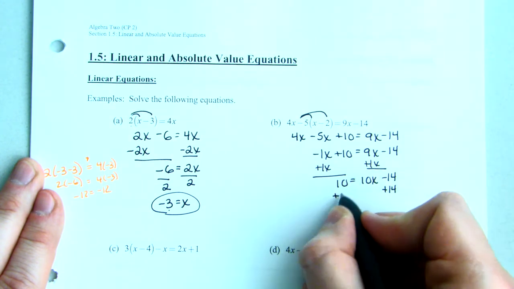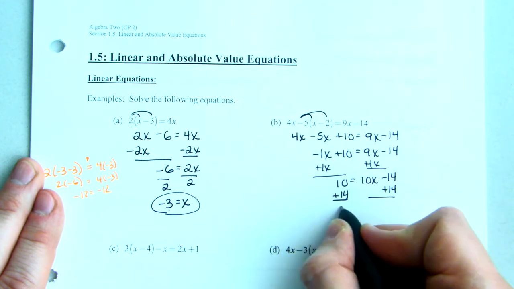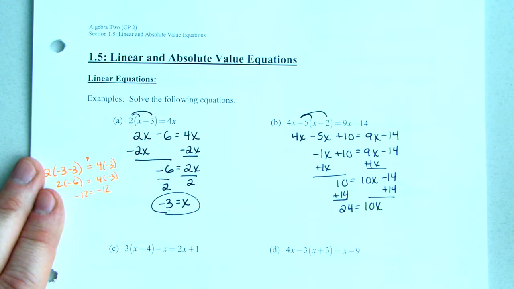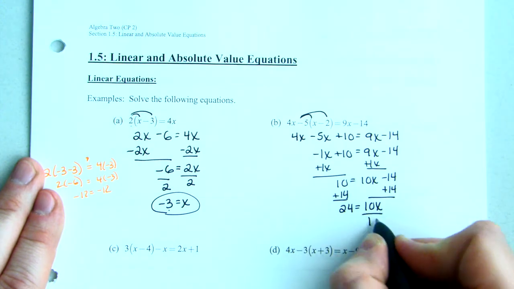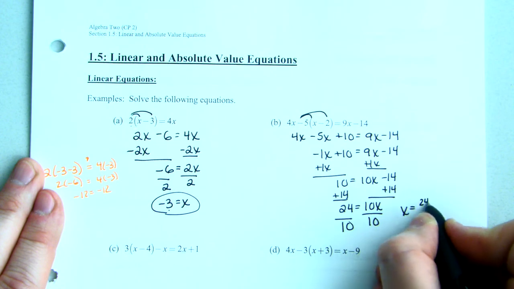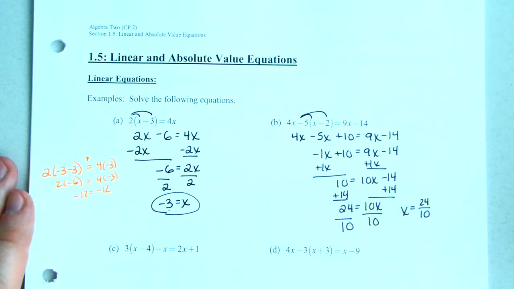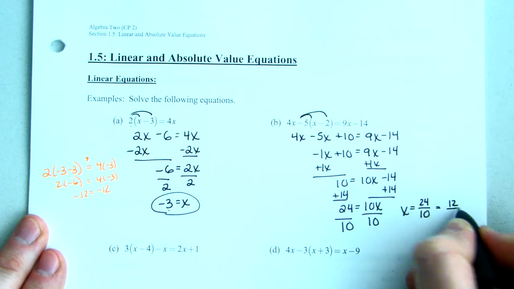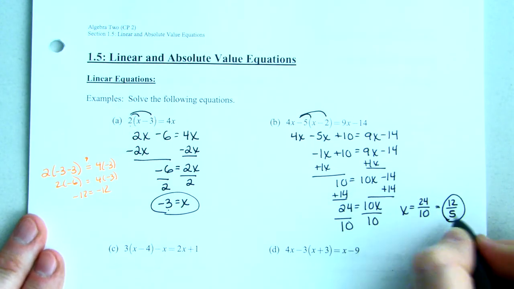Plus 14, plus 14. I hope you're showing all the algebra when you're doing this. I will be looking for that in the homework, and definitely when we have a quiz and a test on this stuff. Divide by 10. I'm going to get x equals 24 tenths, but don't tell me that. Always simplify your fractions, and these numbers are even, so I can simplify down to 12 fifths.